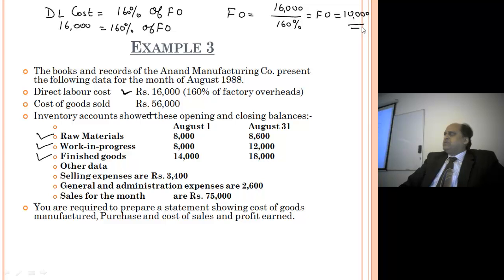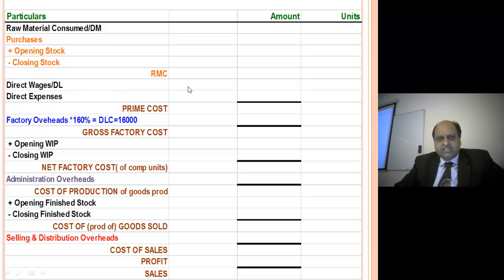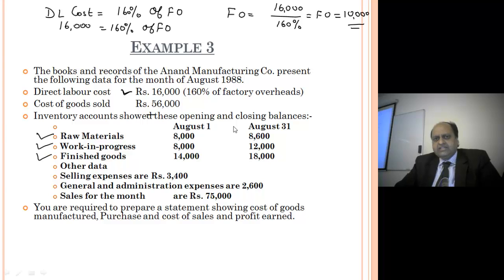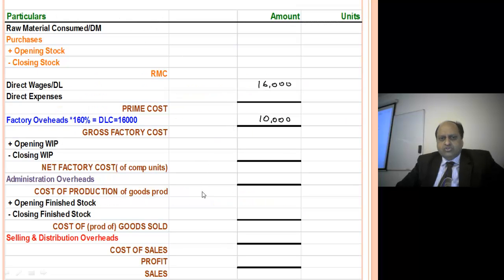So direct labor cost is 16,000. From here we have derived our factory overheads to be 10,000. And cost of goods sold is 56,000. Let us place the figures. Direct labor is 16,000, here it is 16,000. Factory overheads are 10,000, which we have solved. And next, cost of goods sold is 56,000. So where is cost of goods sold? It is here, 56,000. Yes or no? Yes. So these are the figures which we are putting as it is from the question.